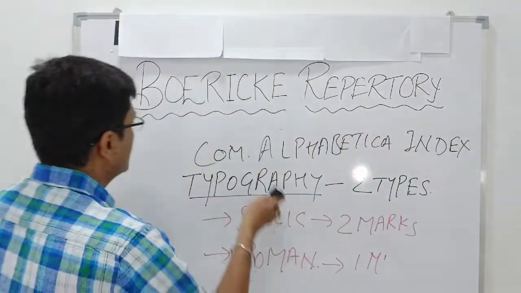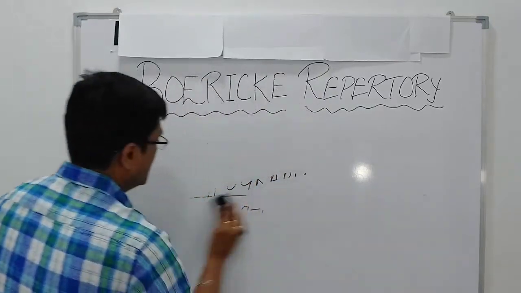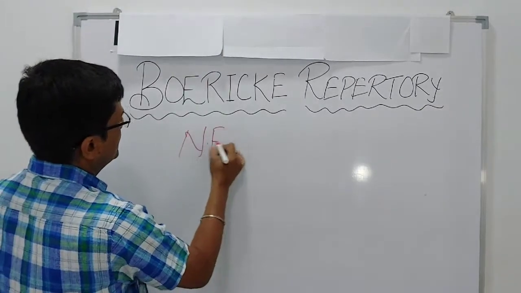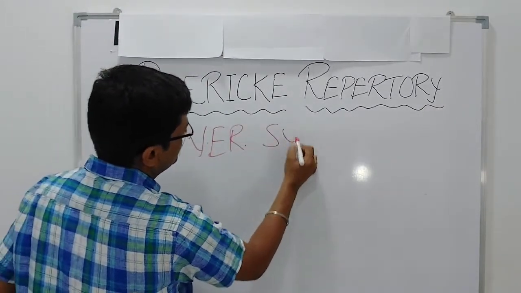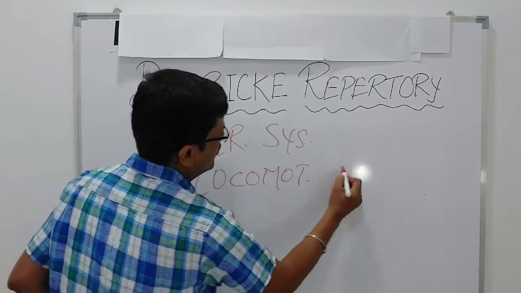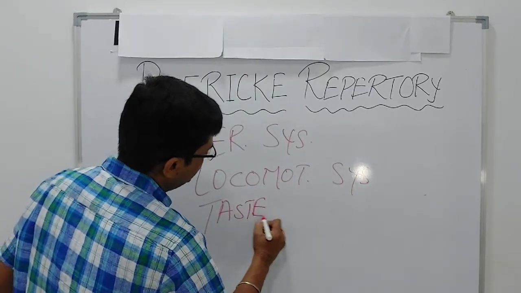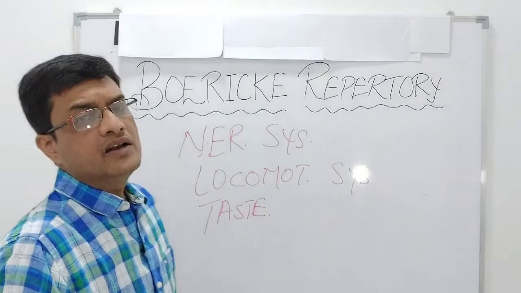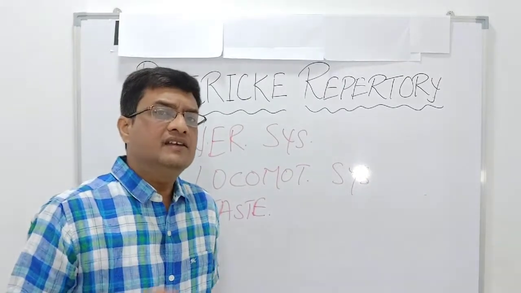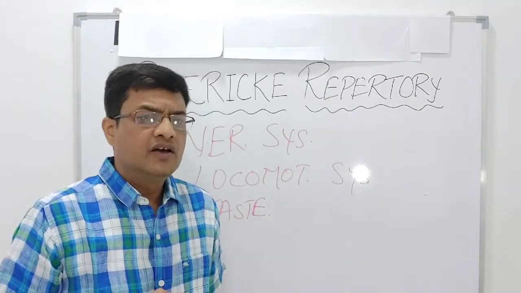Those chapters are nervous system, locomotor system, and taste. These chapters you will not find in Kent repertory but you will find in Boericke repertory. So we can say that these are the unique chapters of the Boericke repertory.